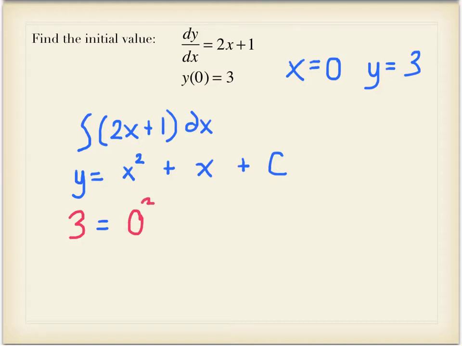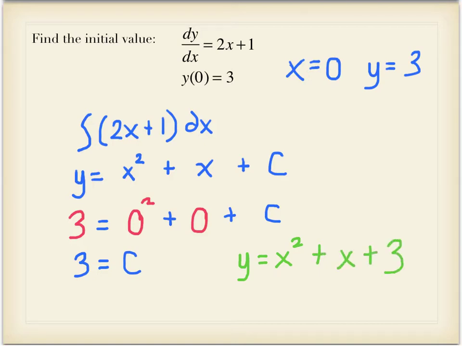It's going to be 0 squared plus 0 plus c. So if I simplify this a little bit, I think you see that I'm going to get 3 equals c. So therefore my final answer here, my specific equation, is going to be y equals x squared plus x plus 3. So that's the initial value, the initial function that produces this particular differential equation right here.